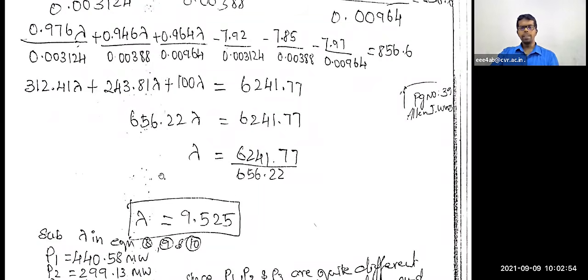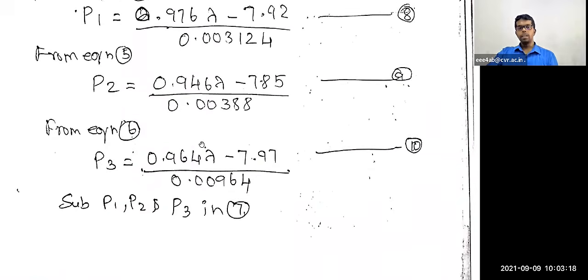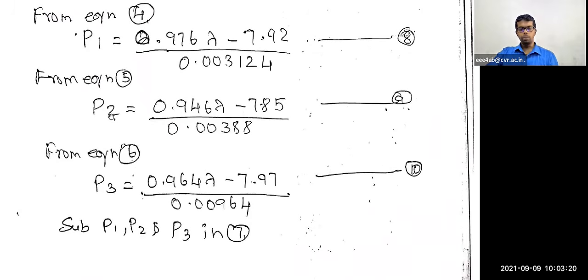Your scientific calculator will do all of this, but while typing in the values, you should be very careful and avoid mistakes. Now you have the lambda value. Next, we substitute lambda equal to 9.525 in equations 8, 9, and 10 to find out P1, P2, and P3.